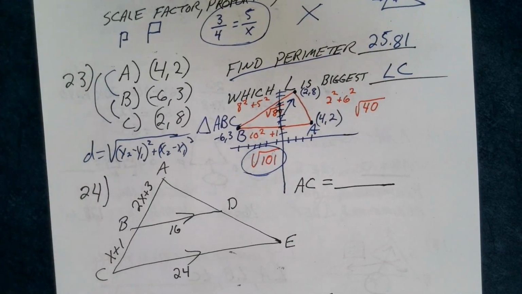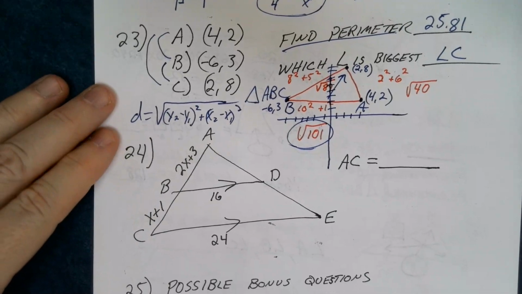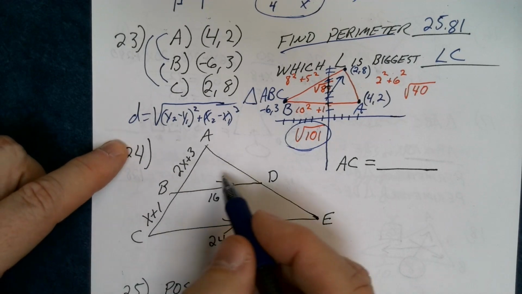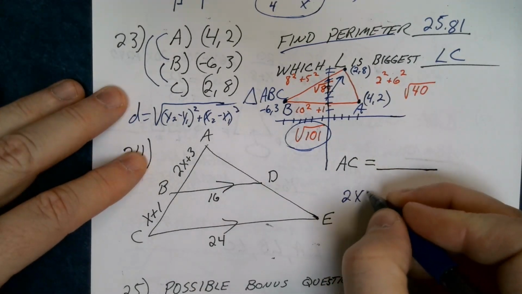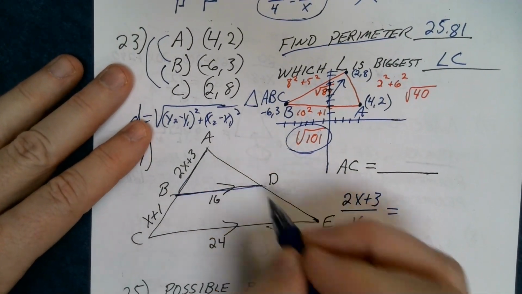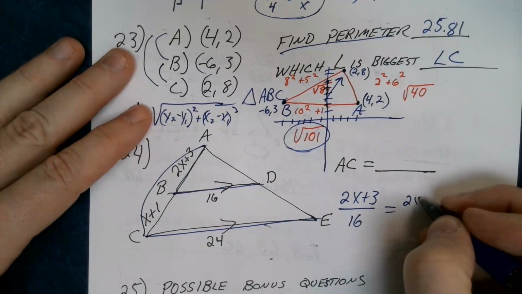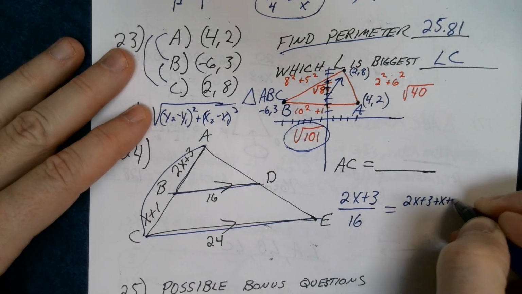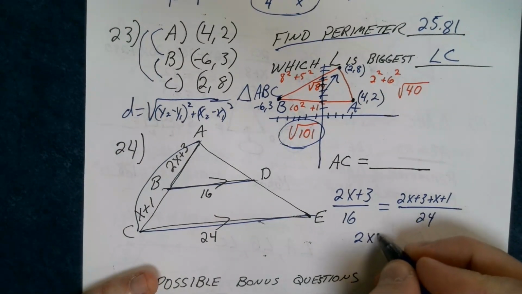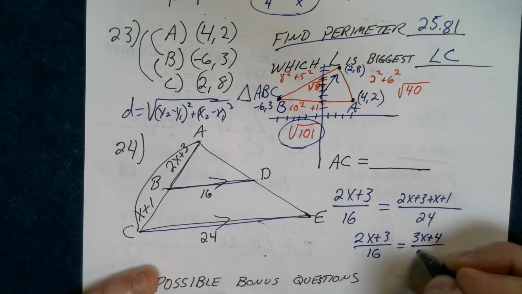Over here, this one looks a little bit complicated, and we have maybe some challenging ones towards the end. Since these things are parallel, then I have proportionality here for two triangles. So I can write 2x plus 3 over 16 equals, and that's left side over bottom, so I must do left side over bottom, which is 2x plus 3 plus x plus 1 over 24. 2x plus 3 over 16 equals 3x plus 4 over 24.